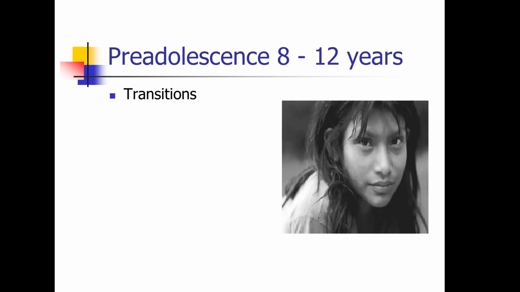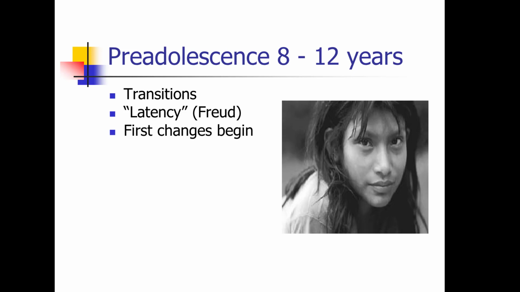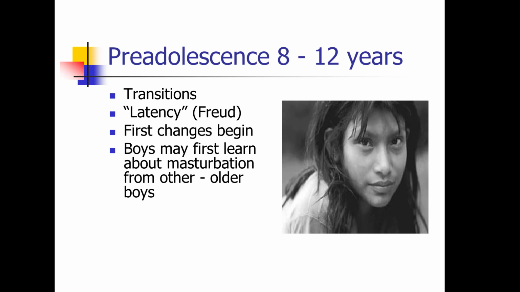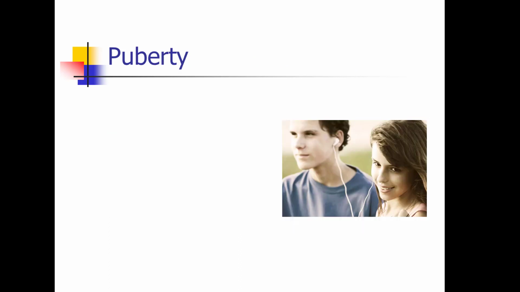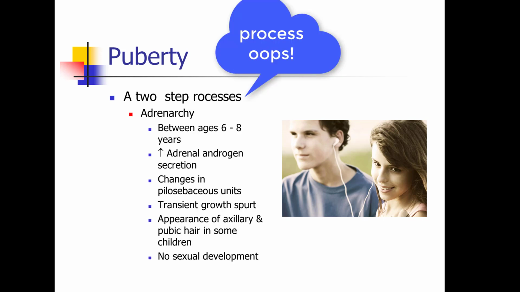In pre-adolescence, we have a time of transitions. Freud described this stage as the latency stage, but this is where the first changes begin. Boys may first learn about masturbation from other boys. Girls tend to learn by accident. And in puberty, there is a two-step process recognized. Adrenarche, which begins between the ages of 6 to 8 years, occurs with an increase in androgen secretion, changes in pilosebaceous units, and transient growth spurts. In some children of this age, there is the appearance of axillary and pubic hair, although there is no sexual development per se.